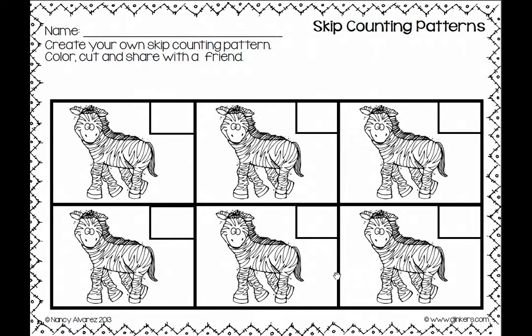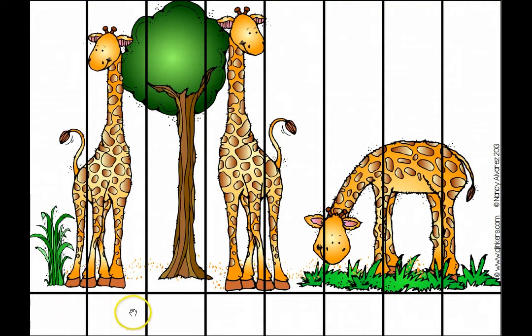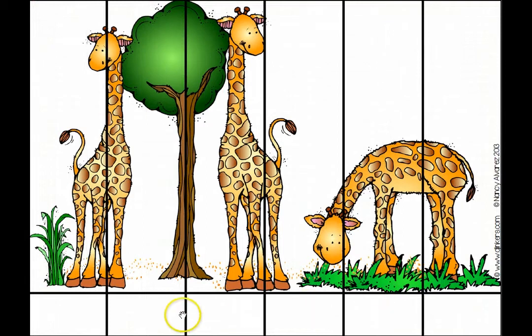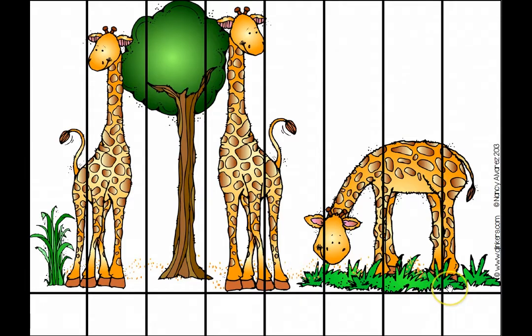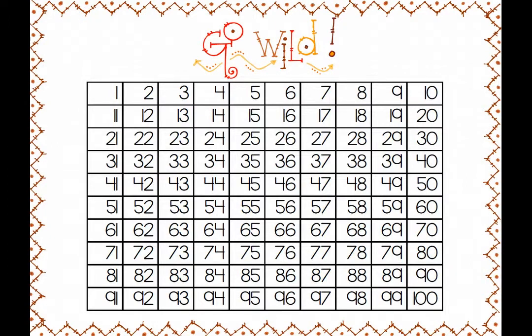And there's different ones. Then this one right here, this is like a little puzzle that's skip counting, and I made it so that you as a teacher can write the numbers down here, so you can create any pattern that you want. And then I made it so that you can do it with 6, or you can do it with 8. So you can differentiate it. I've also included a 100 chart so that you can print it out and you can provide it for those students that need the extra visual support.